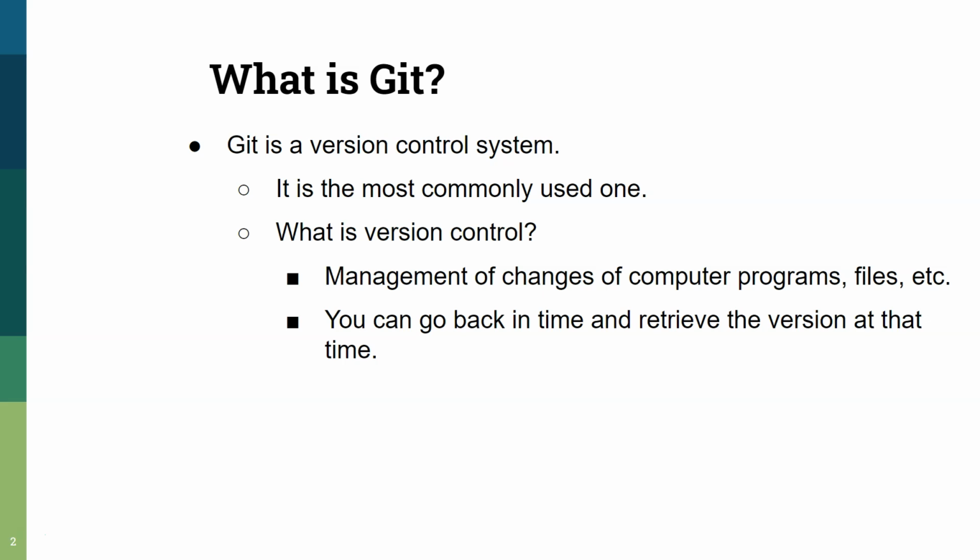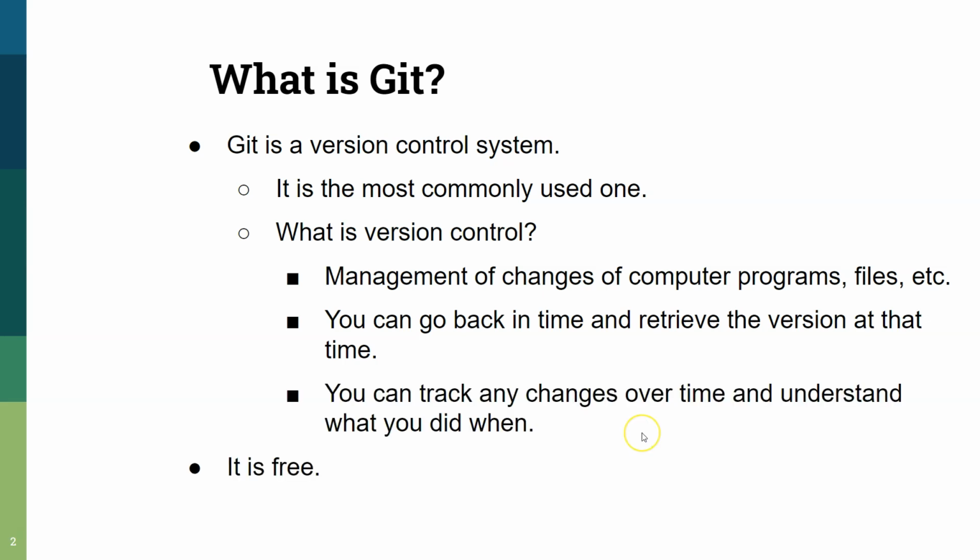So if you have a version control system, and when you make changes to your code, since it keeps track of the different changes, then you know what you did when, and you can go back in time and retrieve the code you had at that time. For example, if you make some kind of mistake, then you can retrieve your previous version. So Git is free. It is also easy to learn. There are a couple of commands that we have to know, so I will show you the different commands we need to know for this class.